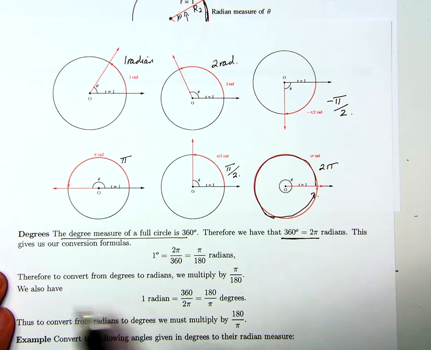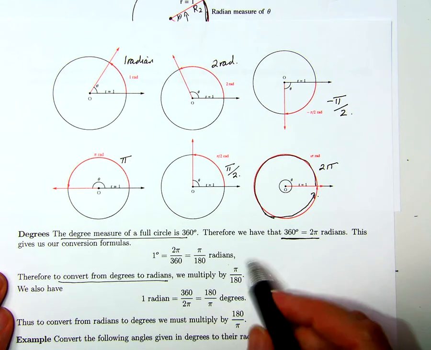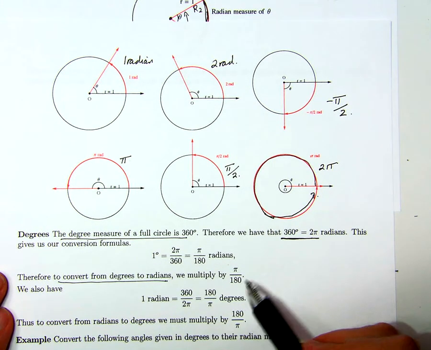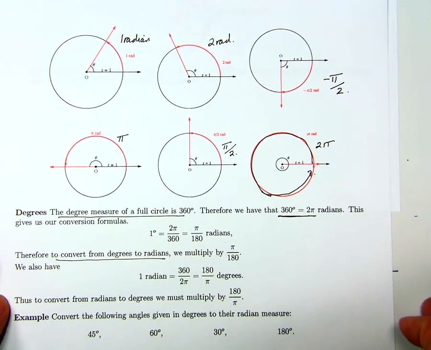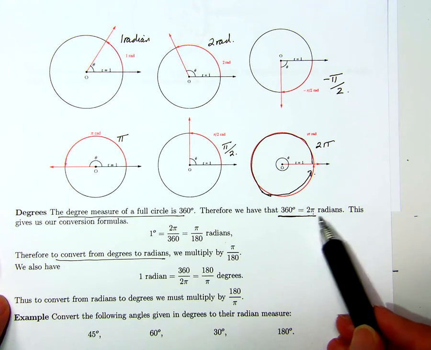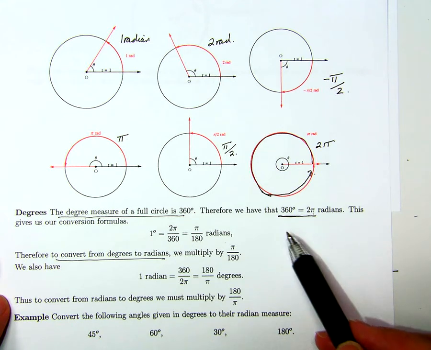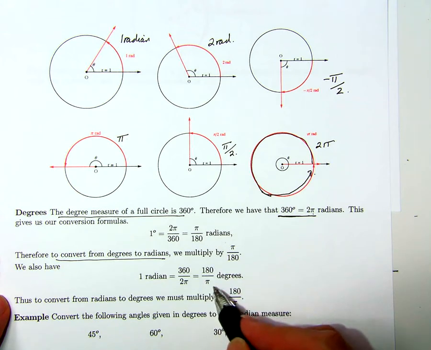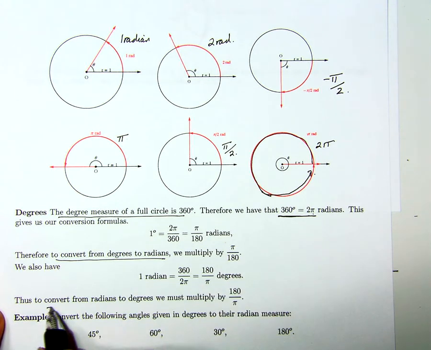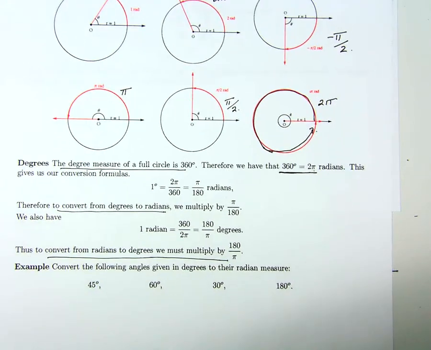So therefore, if we want to convert from degrees to radians, we're going to multiply our degrees by pi over 180, because 1 degree is pi over 180 radians. Also, if we divide the right-hand side by 2 pi, we get that 1 radian is 360 over 2 pi degrees. So 1 radian is 180 over pi degrees, so to convert from radians to degrees we should multiply by 180 over pi.